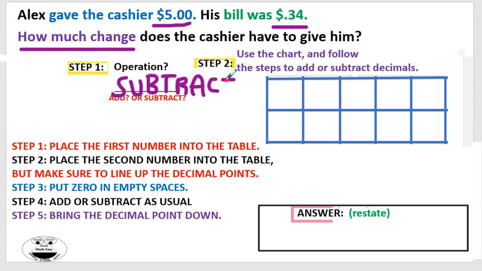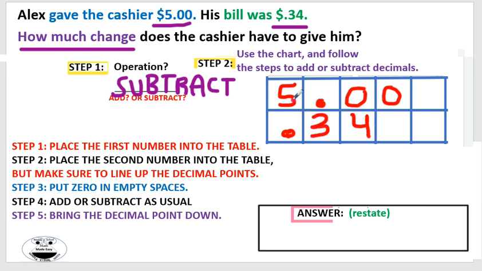But what we also have to do here is make sure we line up the decimals. So I'm going to start by putting the $5 into the chart. And then I'm going to put the next number in the chart, 34 cents. And I see a lot of students doing this.